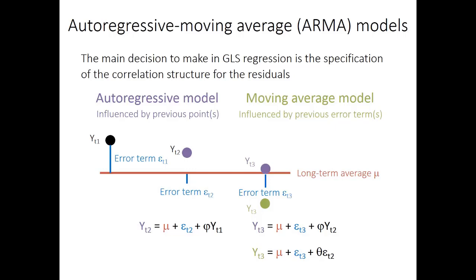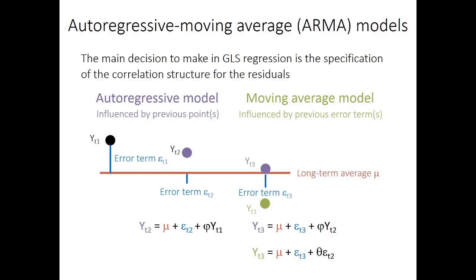So in a moving average process, the point at time T3 is instead influenced by the error term at T3, which is negative, and the error term at T2. So that's the difference. It's not where the point was, it's what the hypothetical error term might have been. And unlike in the autoregressive model, now that T1 error or point has no effect anymore. Our error terms, the blue lines, are independent of one another.